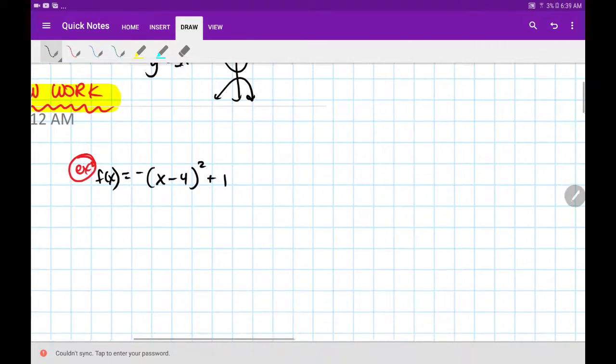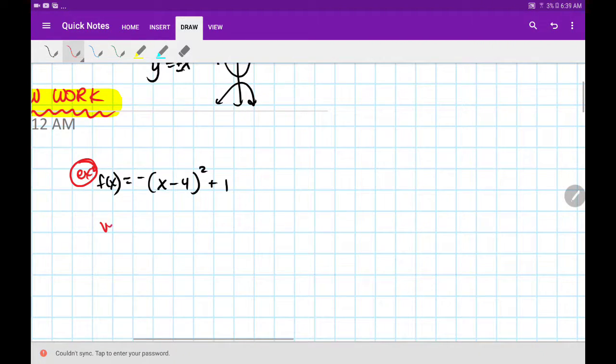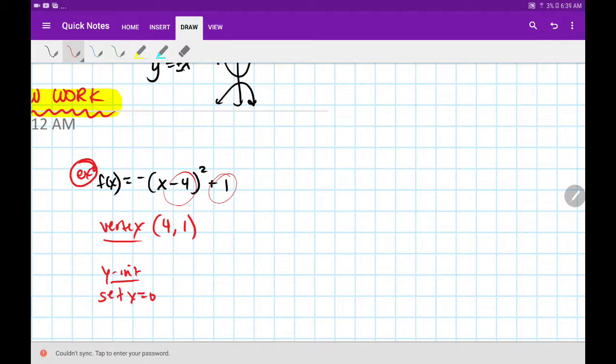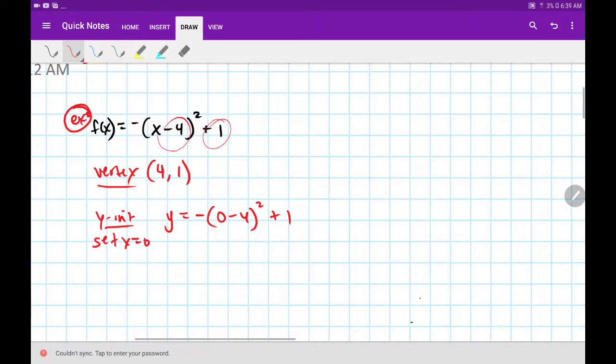Let's do this problem. Okay, pause the video here. Try it yourself. I want you to find the vertex. I want you to find the y-intercept and graph. All right, so our vertex would have been positive 4, positive 1. We flipped the inside to keep the outside. And our y-intercept, we find it by setting x equal to 0. So I hope you showed your work.